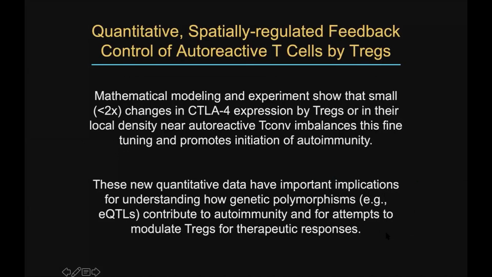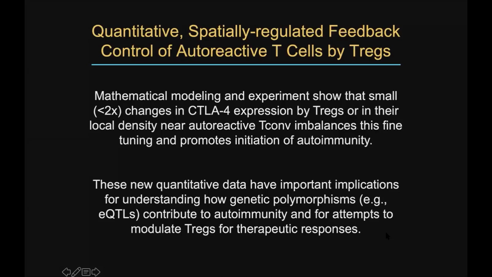We've gone on to mathematically model this whole situation with the Tregs and confirm the modeling by experimentation and shown that very small changes, so 50% loss of CTLA4 expression, for example, the equivalent of CTLA4 hets in humans, or a 40% reduction in local density of the autoreactive environment in terms of the Treg density, imbalances this fine-tuning and leads to escape of the conventional cells from this control to promote autoimmunity.